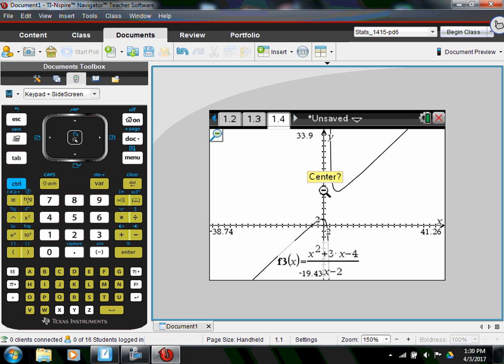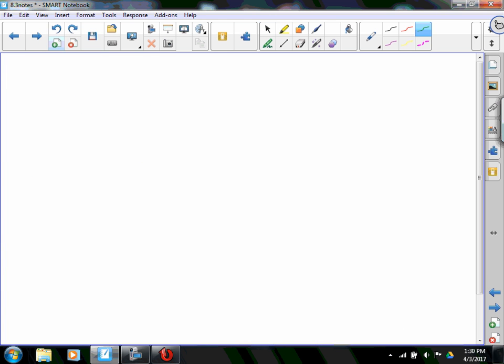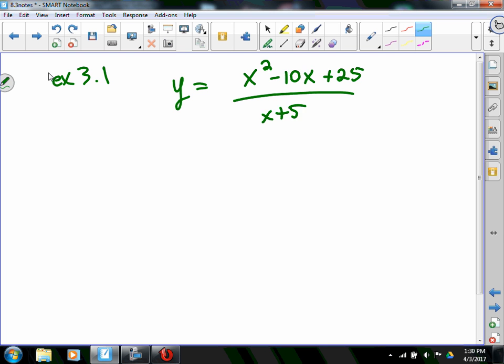So what do you think about that one? Do all these rules make sense? Let's look at another one kind of like this. Example 3.1. Y equals x squared minus 10x plus 25 divided by x plus 5.